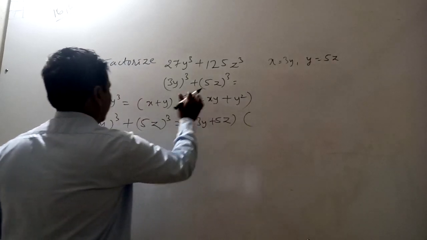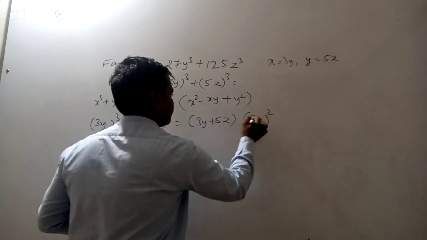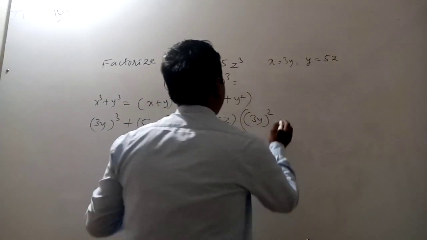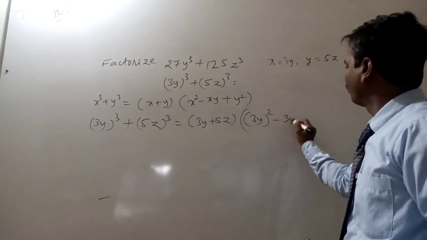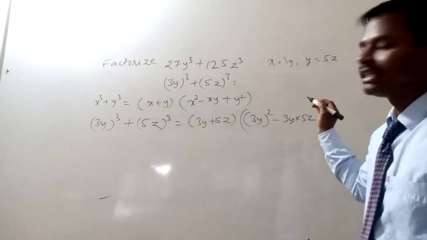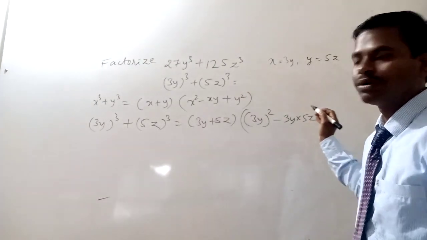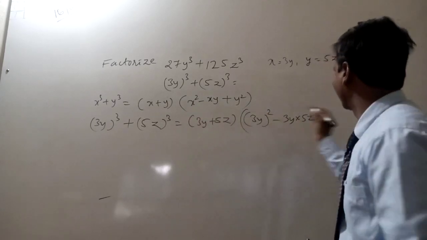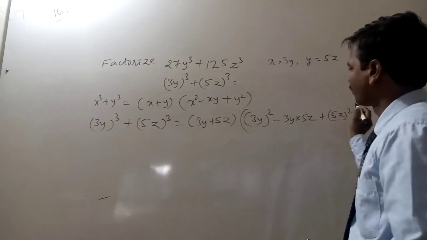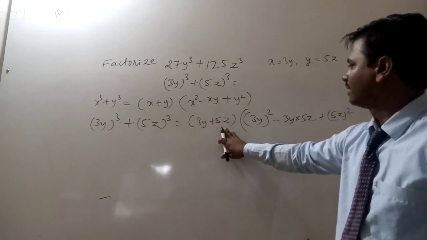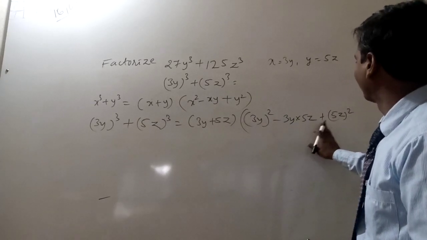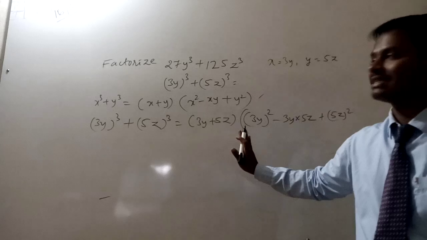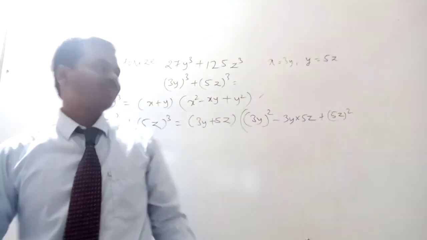Now, second bracket, x square, 3y whole square, minus xy. Minus xy means minus 3y into 5z. Plus y square, plus 5z whole square. X plus y, x square minus xy plus y square. We are using this identity and simplifying this one, factorization.